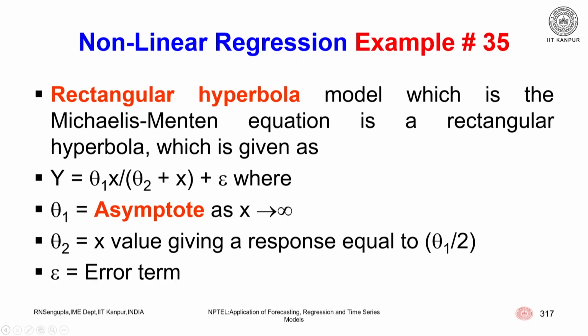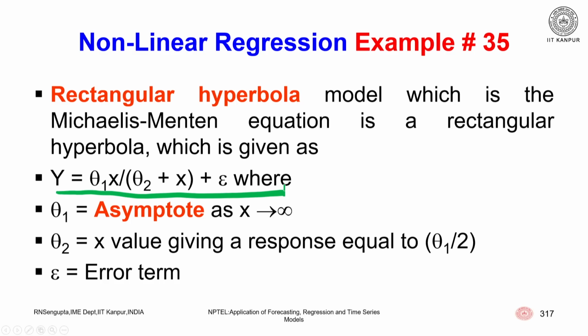The first one is example number 35. We are going to consider the rectangular hyperbola model, the Michaelis-Menten equation, which is a rectangular hyperbola and is given by the following equation, which I will first state and also state what the parameters are. So, the equation is of this form.